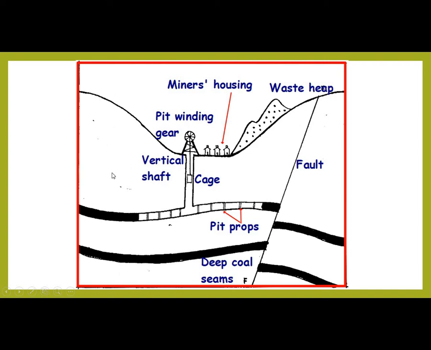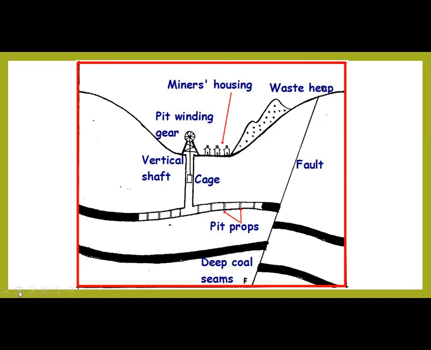Vertical means up and down, horizontal means sideways. So this would be a horizontal coal seam. This is a vertical shaft. There's your miner's housing. So this is called deep mining, and what would happen in Wales quite often is the coal seams that are accessible, we'd pull all of that coal out. These seams are sometimes too deep or too dangerous to get to because of fault lines.